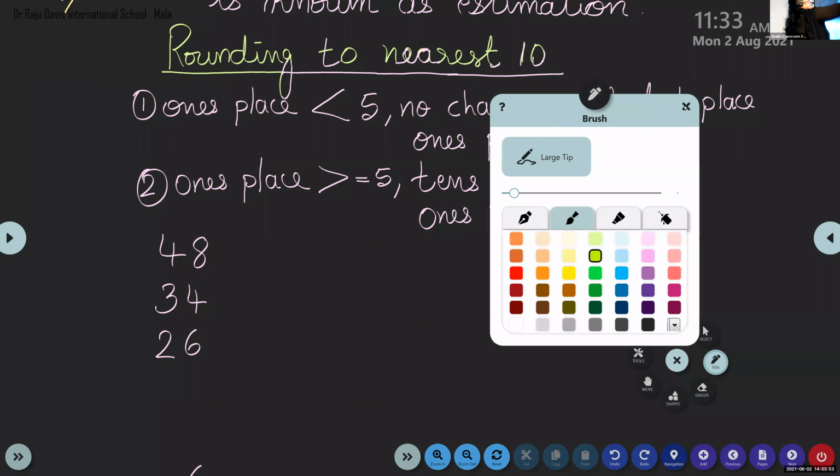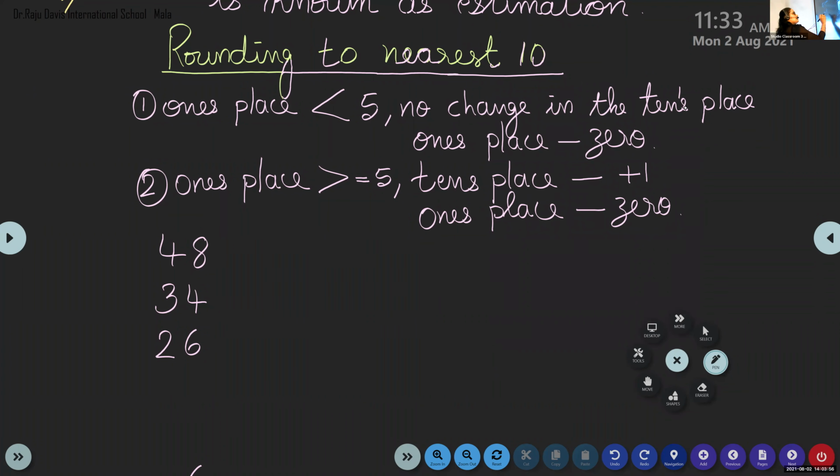Now, what is to be done first? Underline the ones place and check which rule is to be followed here. 8 is greater than 5. Second rule, isn't it? So you have to follow the second rule. What is the second rule? Tens place should be increased by 1 and the ones place should be 0. So the answer will be 4 plus 1, 5, 0. That means 48 is closer to 50.